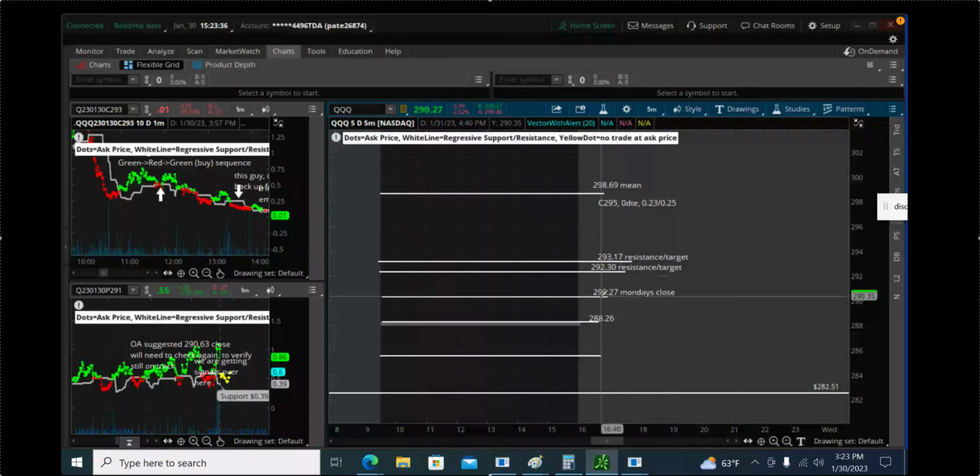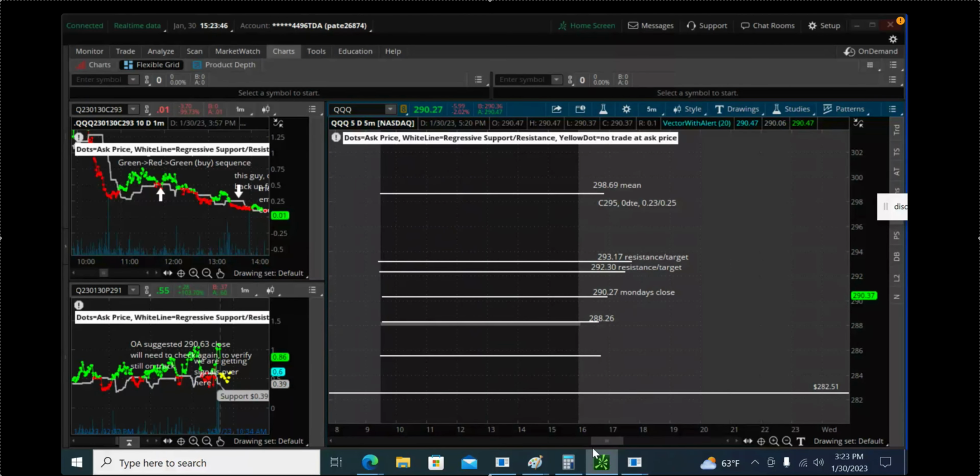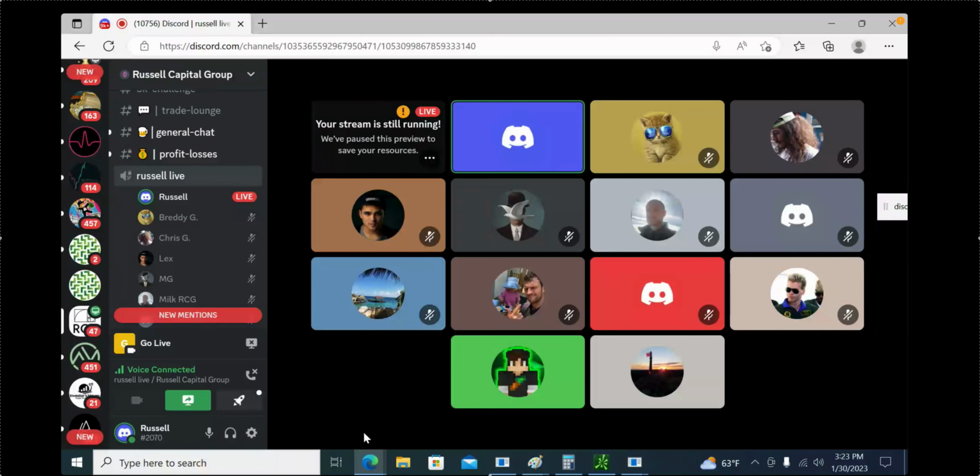So my final question, which will really help me out a lot, because I have a big problem with this. Is it okay if I screen share real quick? Okay. So my question is, how do you get your bias for the day?